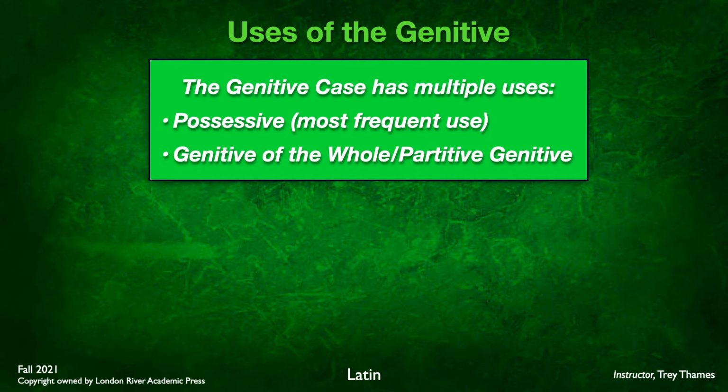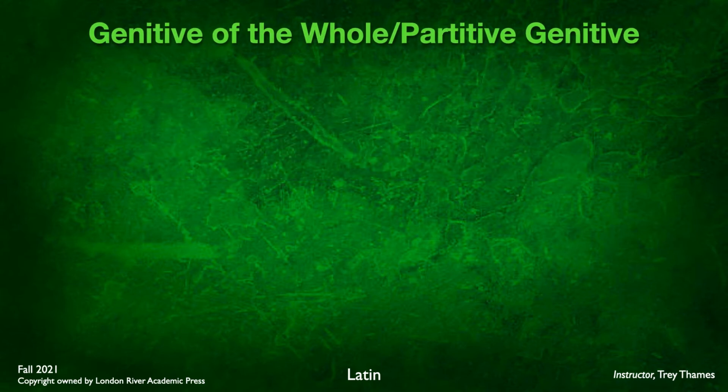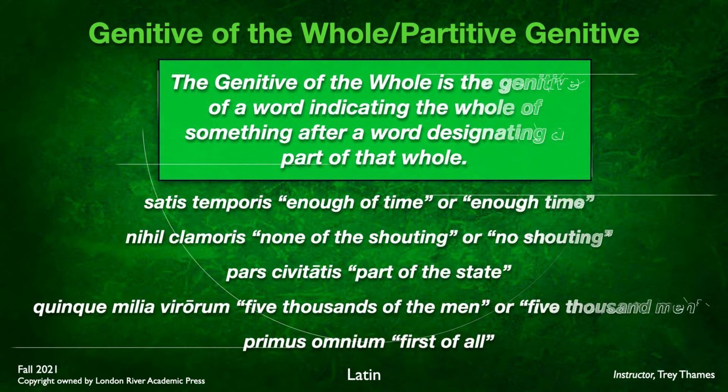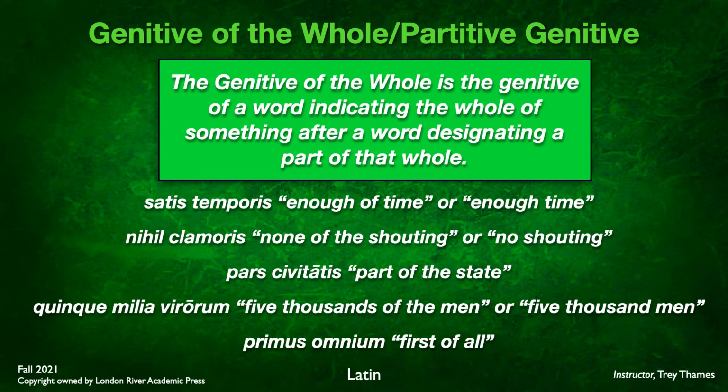Let's look at a definition of these. The genitive of the whole, or the partitive genitive, is the use of a genitive that indicates the whole of something after a word designating a part of that whole. Wow, that seemed a little tricky, doesn't it? Let me give you just a quick example.